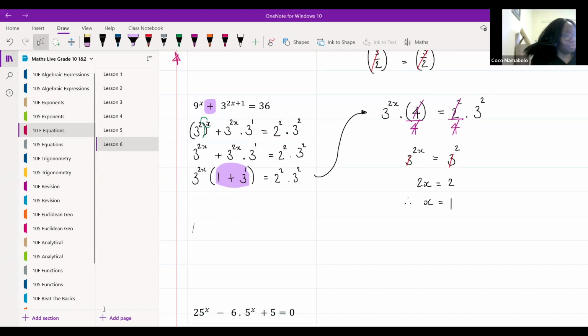Every step from the first one to the third one, I did it correctly. Then when I came to this one, I forgot what the brackets mean, multiplication, and I said plus, right? So after that, I made 4 an exponential number. So I turned it into 2 squared. After that, I took 3 to the power of 2x, made it equal to 3 to the power of 2, which gave me x equals 1.